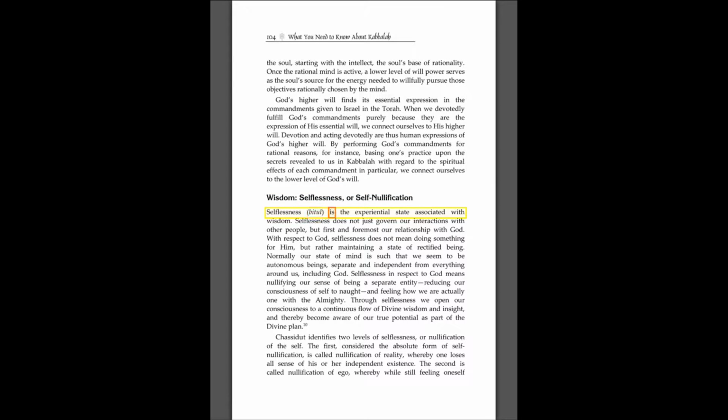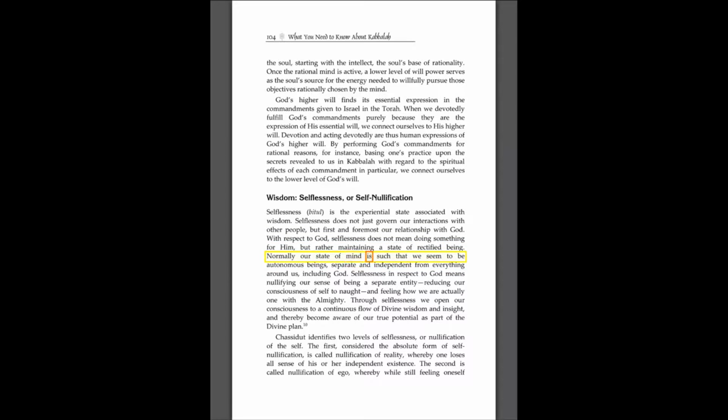Selflessness, vital, is the experiential state associated with wisdom. Selflessness does not just govern our interactions with other people, but first and foremost our relationship with God. With respect to God, selflessness does not mean doing something for Him, but rather maintaining a state of rectified being.